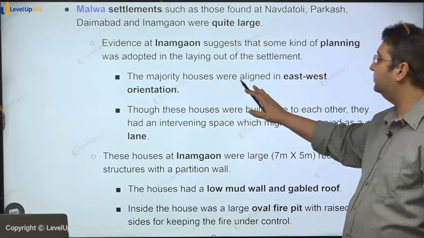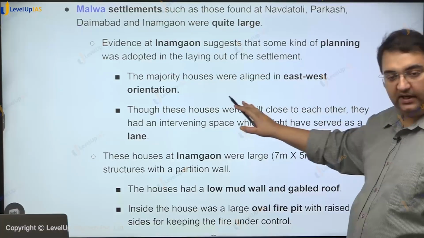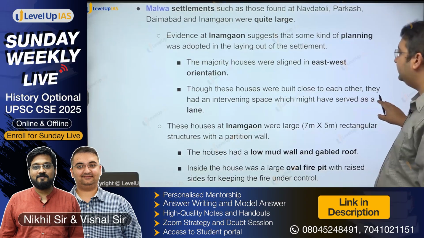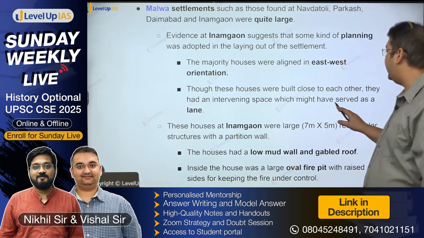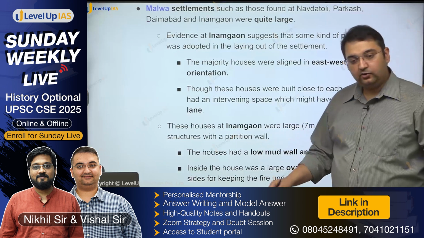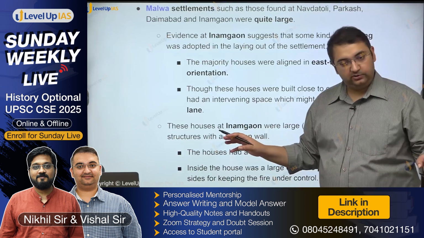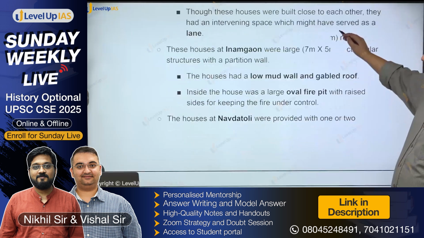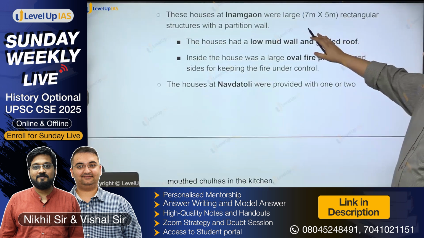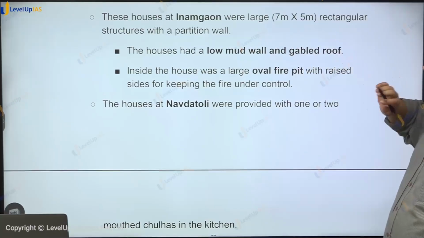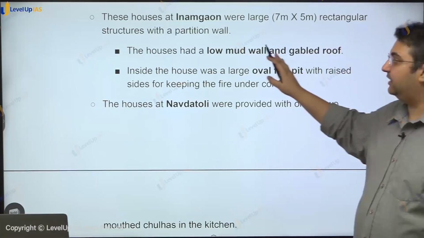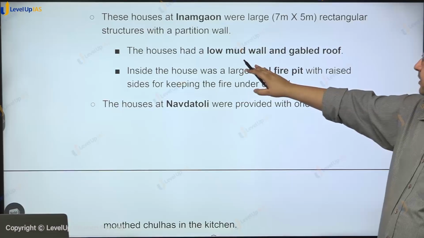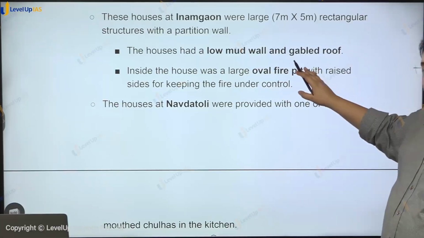The majority houses were aligned in the east to west orientation. And although these houses were built close to each other, they had an intervening space which might have served as a lane. तो एक से जुड़े हुए दूसरे houses नहीं होते थे, बीच में open space होता था, right? The houses at Inamgaon were quite large, 7 by 5 meters in dimension, rectangular structures with a partition wall. Around the houses, there was a low mud wall and they had a gabled roof.